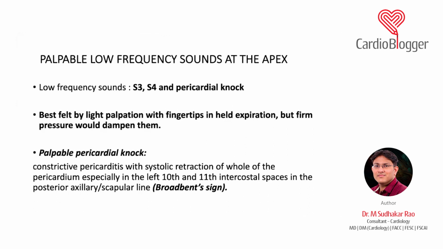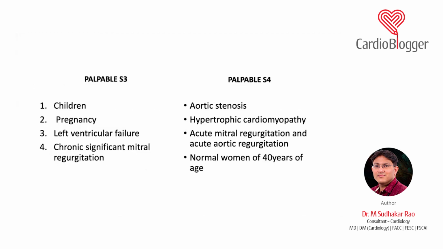So pericardial knock can be palpated in a patient with constrictive pericarditis. So as I already told you, a palpable S3 most commonly suggests that it is a failing LV. Apart from that, even in patients with severe MR, we can get S3. However, in aortic regurgitation, if S3 is there, it means the LV dysfunction has set in.